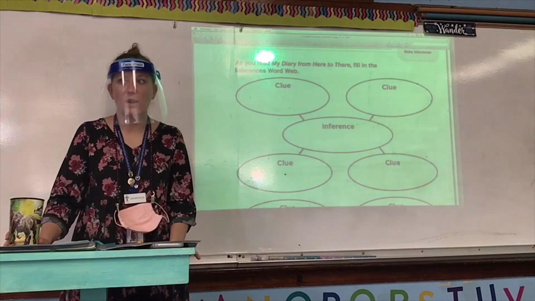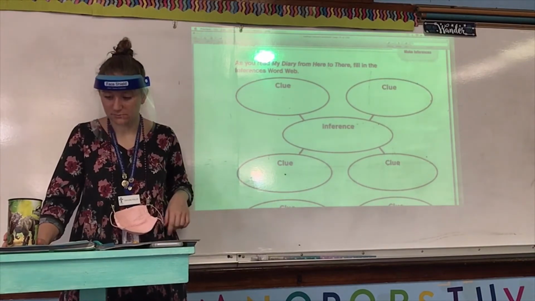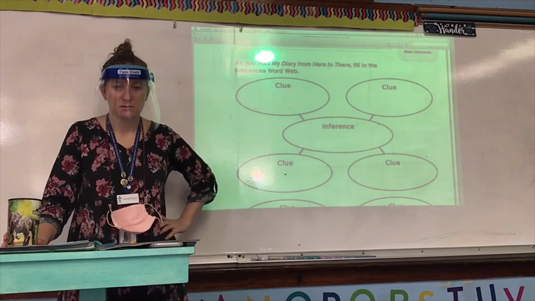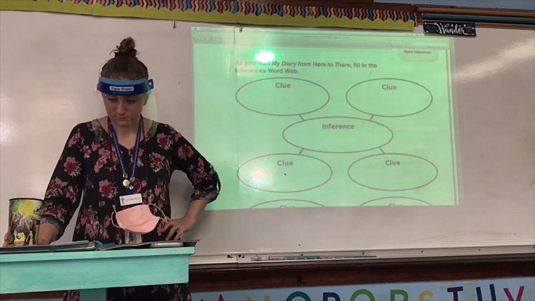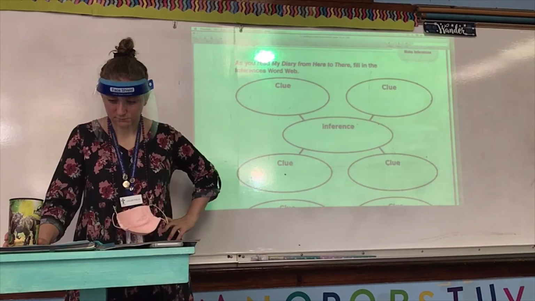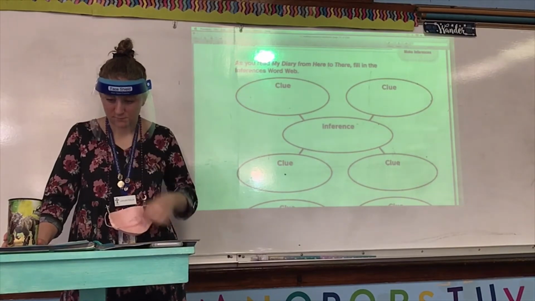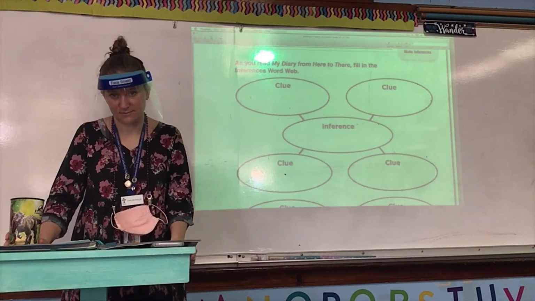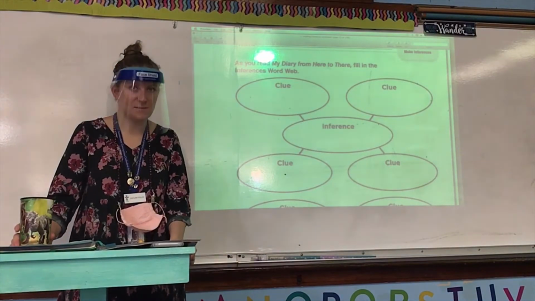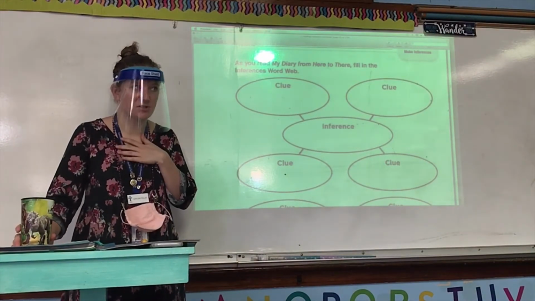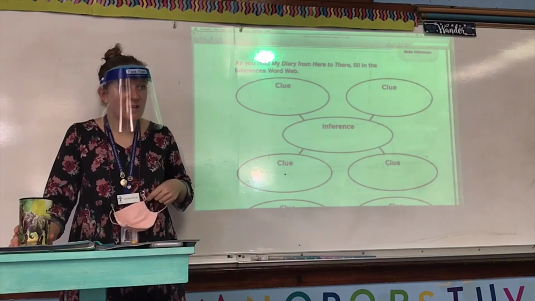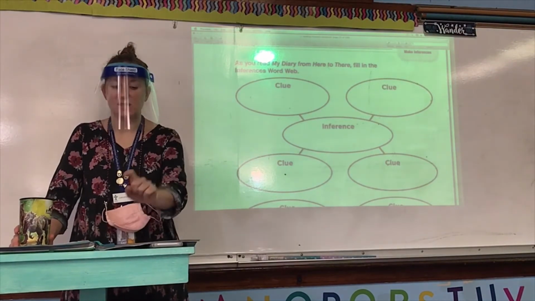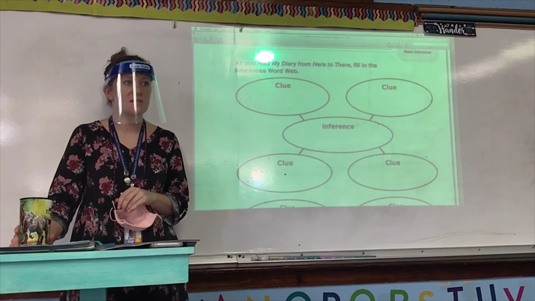How do you know it's Juarez, Mexico? Because it says, leaving our little house in Juarez, Mexico. Juarez, Mexico. You guys, I've said it a bunch of times. So you know it's in Juarez because it says it's in Juarez. Does the picture tell us it's in Juarez?